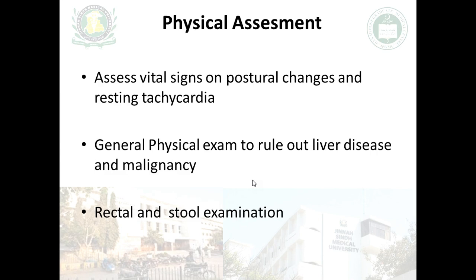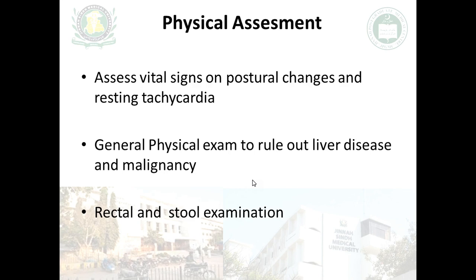After taking the history, you have a few points of differential diagnosis in your mind. You get an idea whether it is a benign disease or a severe disease, malignancy, or an infective colitis. Now, after making a differential diagnosis, you should go for the physical assessment, the physical examination.